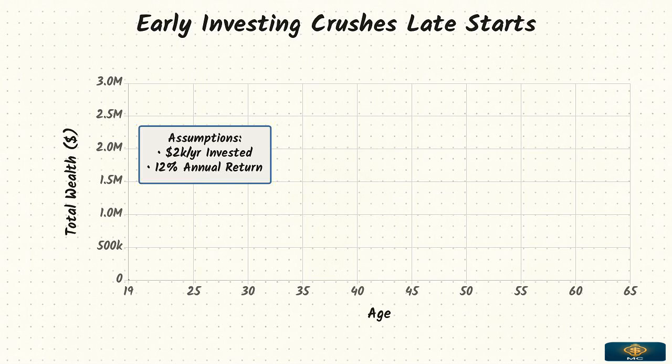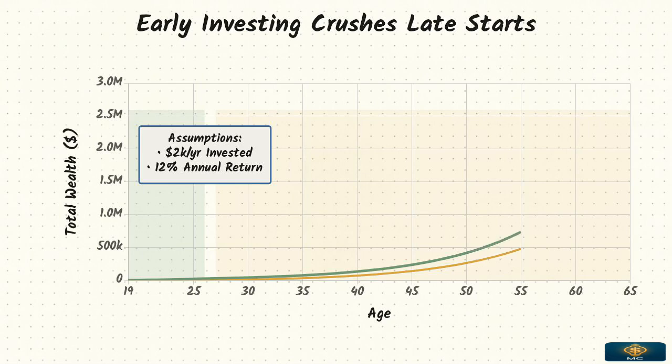This chart illustrates a well-known financial scenario, comparing two hypothetical investors. Ben starts investing $2,000 a year at age 19, but stops entirely at age 26. Arthur waits until he's 27 to start, but continues investing $2,000 every single year until he retires at 65.